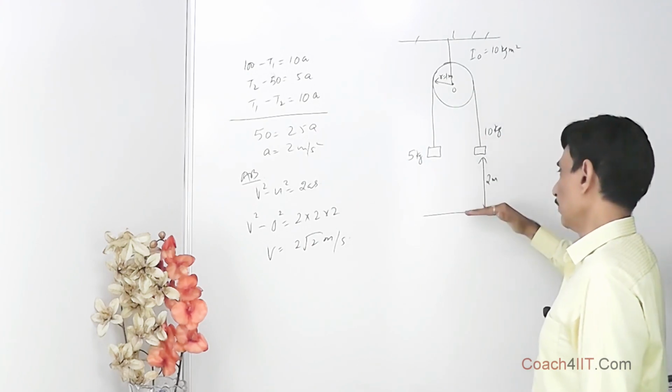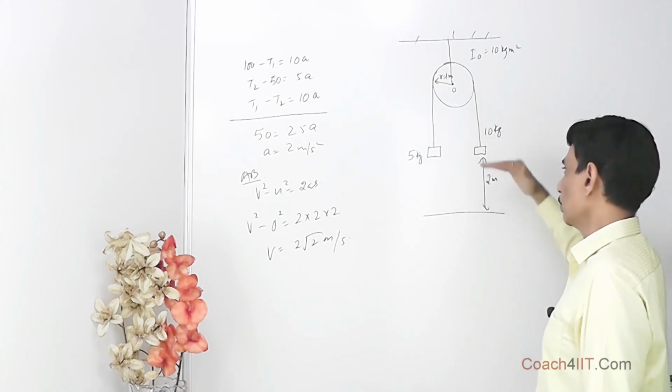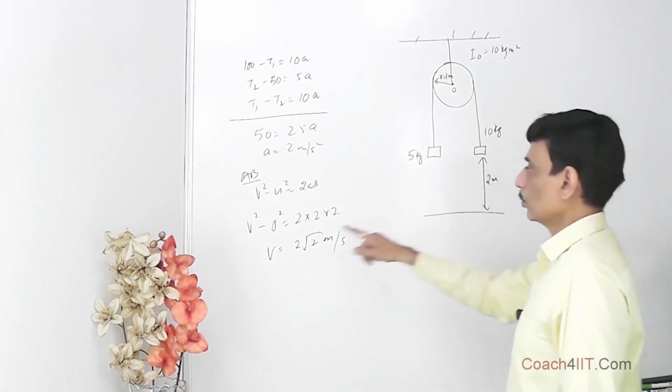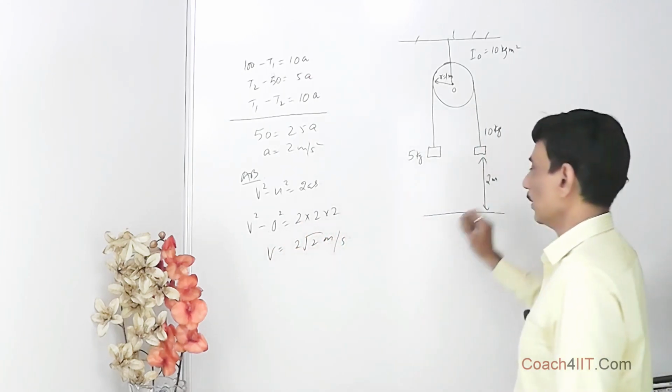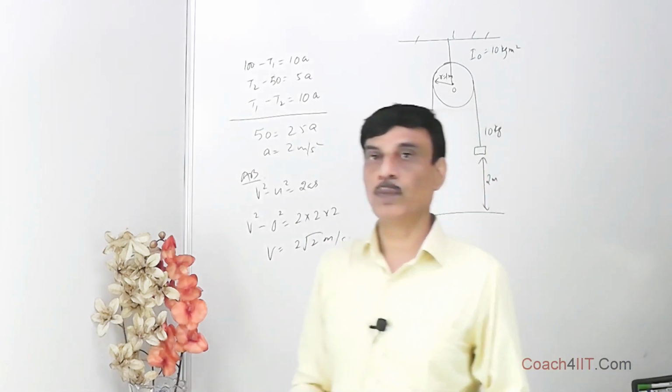And then we can use, that is, from here to here, V square minus U square is 2as. V is the velocity with which it is going to strike the floor. U is the initial velocity, that is 0. So V square minus 0 is equal to 2 into A, which is 2, into S, which is 2 meter. We get velocity as 2 root 2 meter per second.